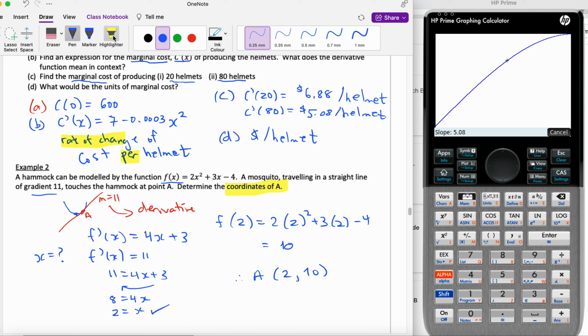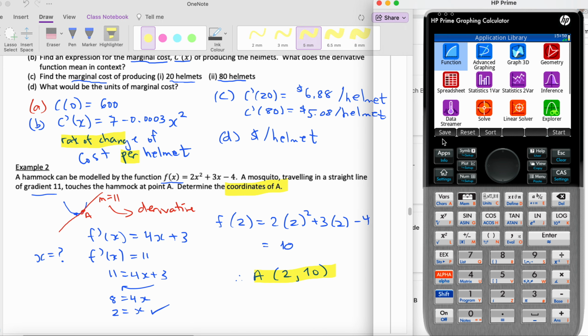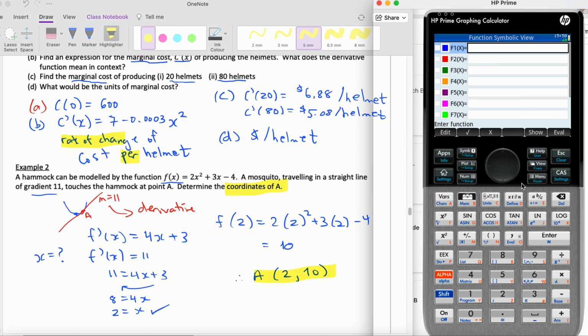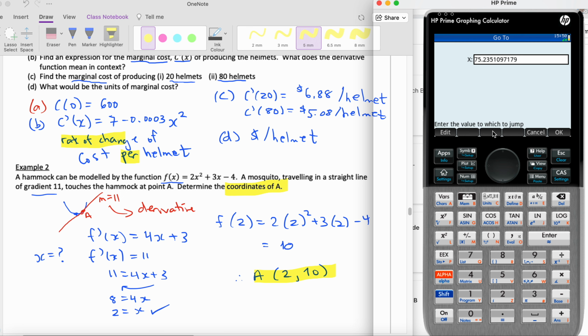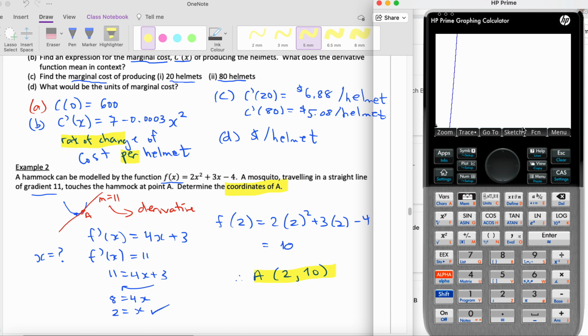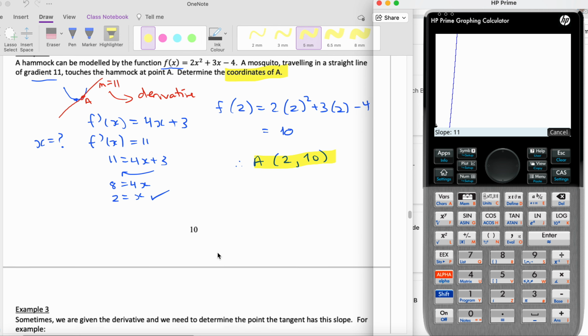The way that you could check this is, now that you know this, let's just do it. We can put the function in. So 2x squared, and then 3x. Remember, whenever you hear slope, you hear derivative. So what I'm going to do now is say, hey, it doesn't matter that we don't see it. I'm going to go to x being 2, and then, hey, show me the slope. And you can see that the slope is 11, so we're happy. This is correct.